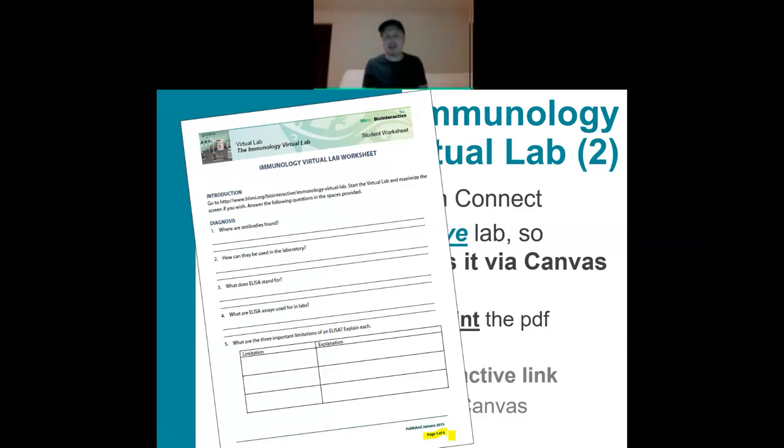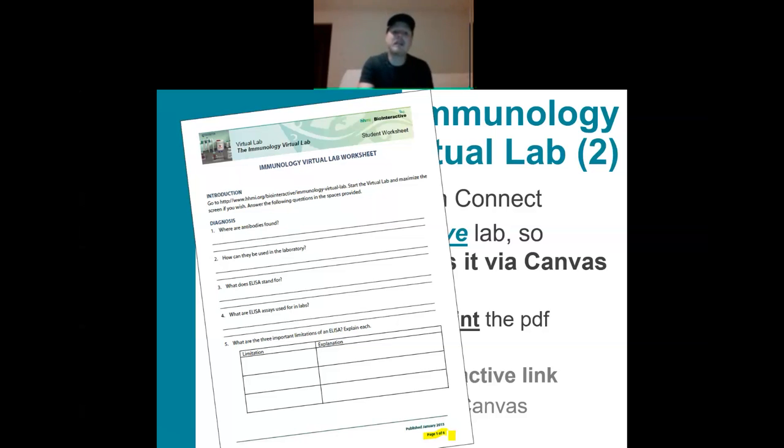So any way you can explain it. Some students prefer to draw me diagrams. Some students prefer to give just bullet point answers. However you prefer, but just show me that you know what you're talking about.